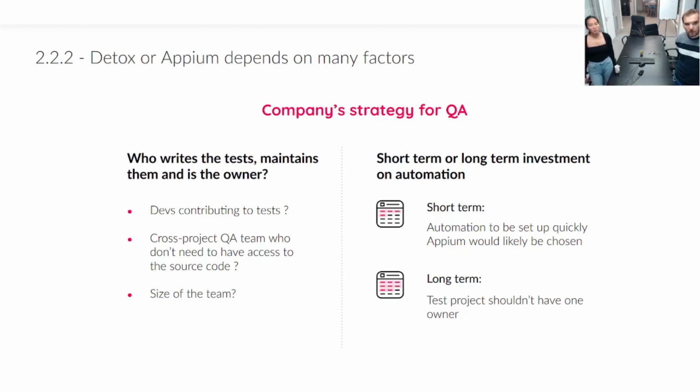From our experience, we also see that Appium would likely be chosen to have something set up quickly by hiring an automation engineer who doesn't need to have access to the source code. There are, of course, many other cases that we can't cover here, but if you have a different opinion on some of these statements, don't hesitate to share your thoughts offline with us. It is always interesting to have insights coming from the testing community.